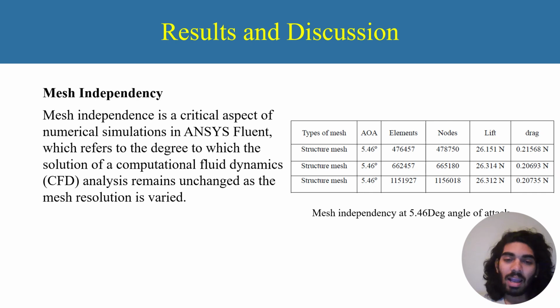For me, at 11 lakh elements I get these results, and then I ran the simulation for 13 lakh elements and got similar lift and drag. So I just considered the 11 lakh elements in our case. Why? Because 11 lakh and 13 lakh give the same results, and 13 lakh would take more time in comparison with 11 lakh. That's because we ran the mesh independence study.